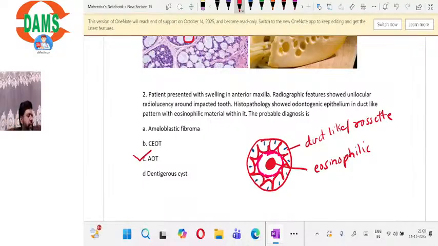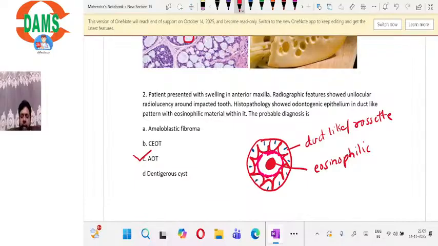One question came on dental pulp stones. What exactly is the question? If you can elaborate and let me know, I'll be able to discuss. Otherwise, you can post it here, and I'll solve it and let you know.